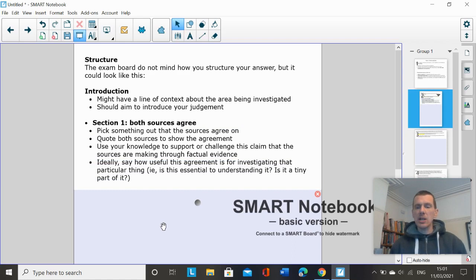Section 1 is a good time to look at what the sources agree on. So in this, obviously, pick something that the sources agree on, quote both the sources on that particular thing, and use your knowledge to support, sometimes challenge this claim, normally support. Both sources, for instance, say that this really happened on that date. Here's the quote, and my evidence backs up that claim because I know that it did happen.